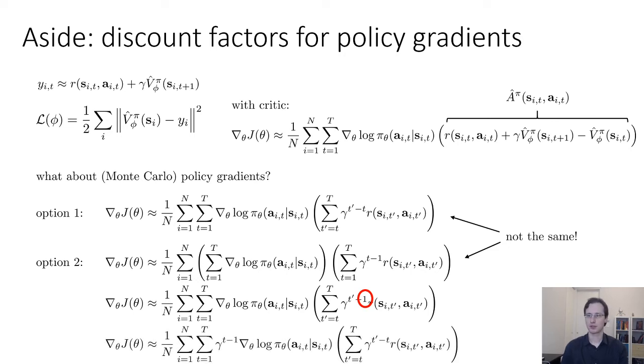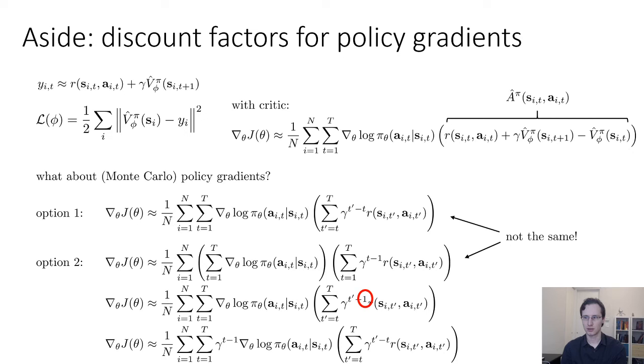Well, one way that we can understand this difference is if we take the gamma to the t minus 1 factor and distribute it out of the sum. So the last line I have here is exactly equal to the preceding line. I've just distributed out a gamma to the t minus 1 factor. So now the reward to go calculation is exactly the same as option 1, but I have this additional multiplier of gamma to the t minus 1 in front of the grad log pi.